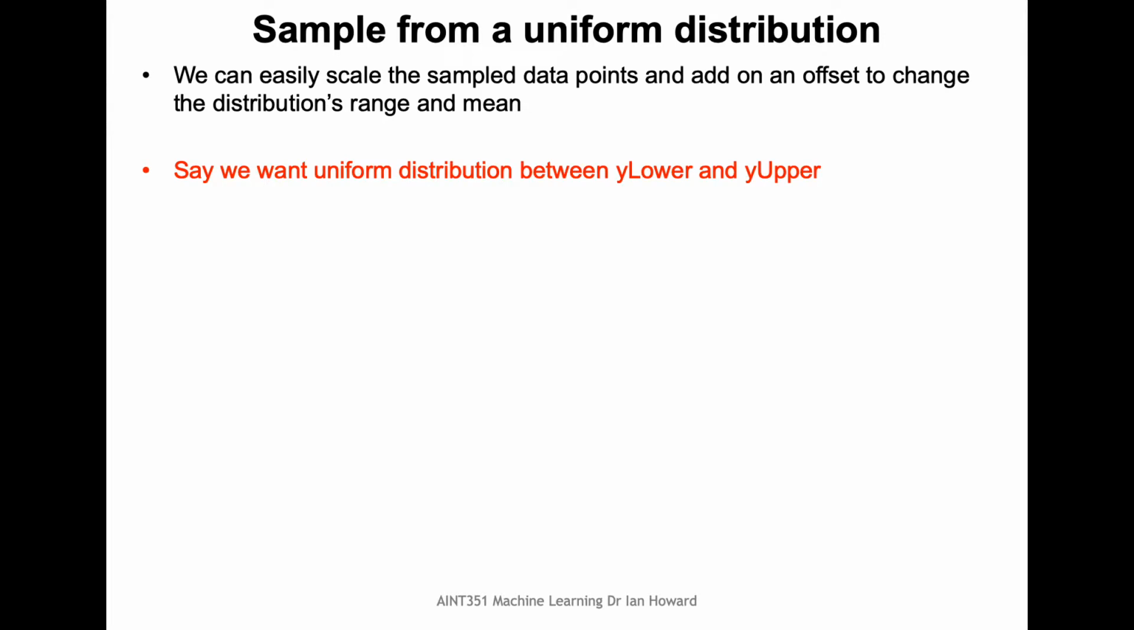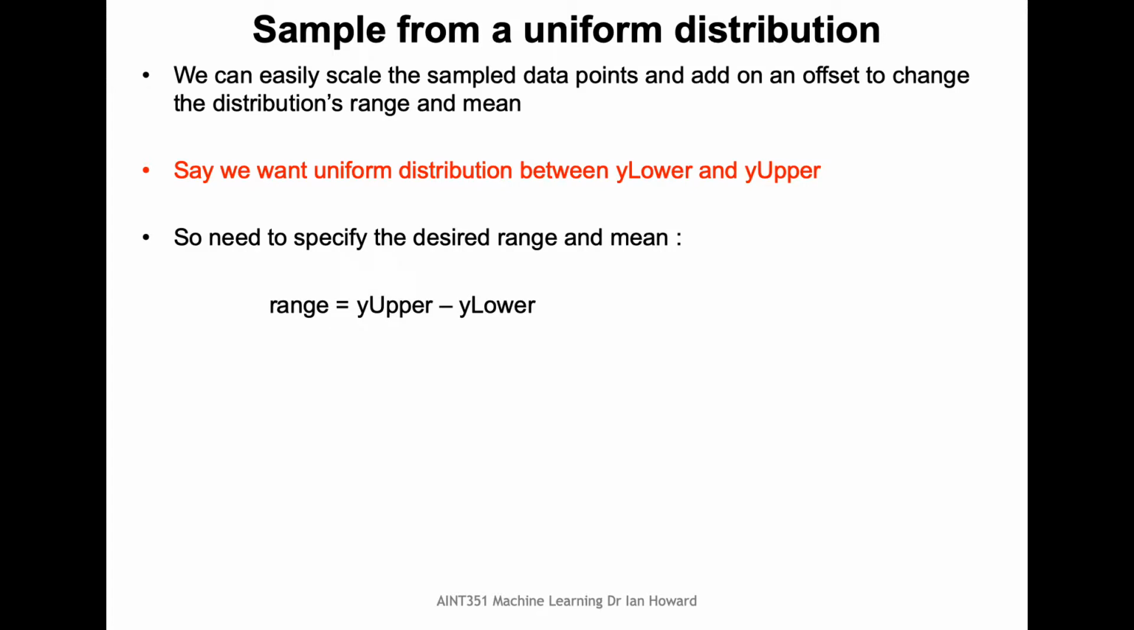Let's say we want to generate samples from a distribution which is uniform between the values of y lower, the lower value, and y upper. First of all, we need to specify the range and the mean in order to be able to scale our rand values, and also we need to know the mean that we want in order to add that on. So let's think about what the range of this is.